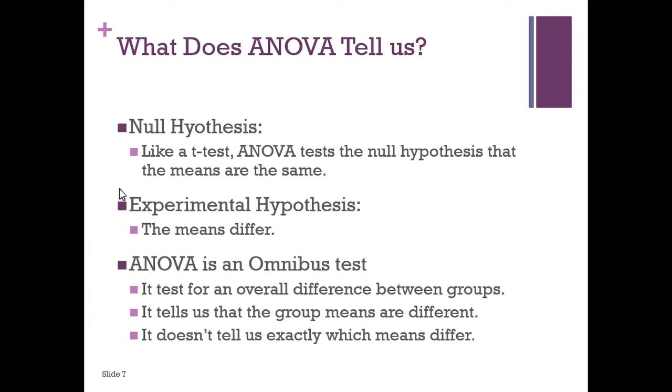Okay, so what does an ANOVA tell us? We still have to have a null and an alternative, or experimental hypothesis. Just like the t-test, ANOVA has the null hypothesis that the means are the same. So mean 1 equals mean 2 equals mean 3. And then the experimental hypothesis is that somewhere something is different. Okay. And our null.